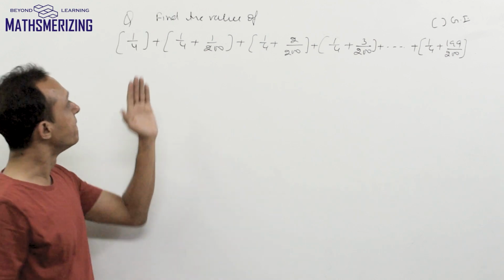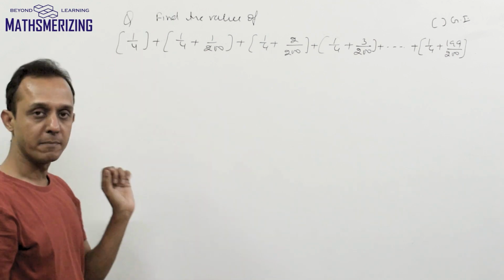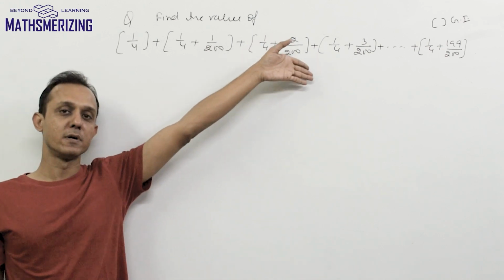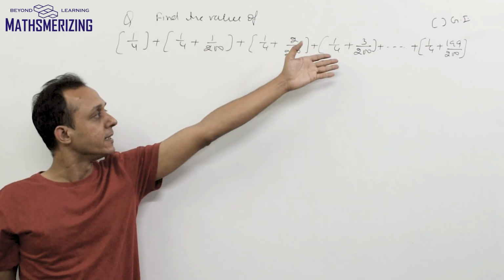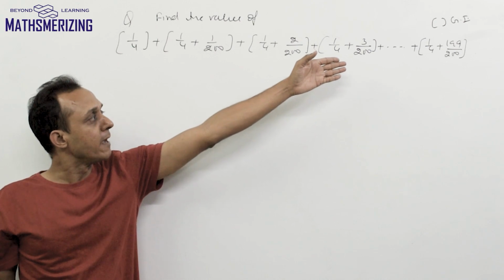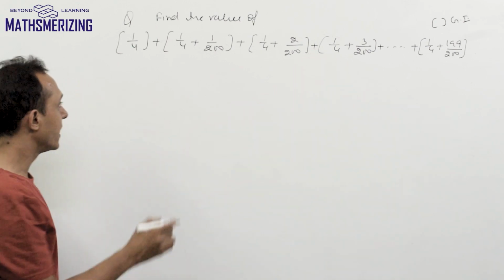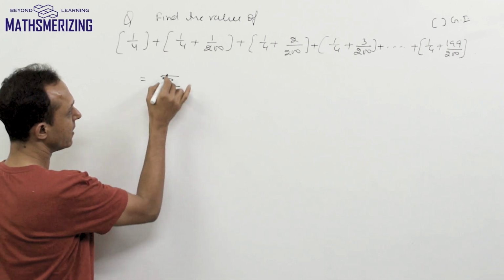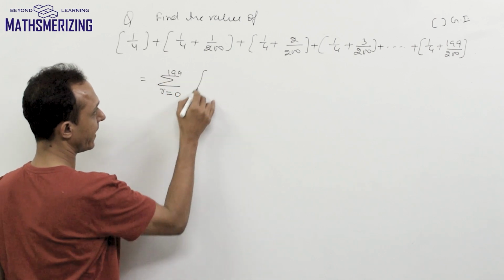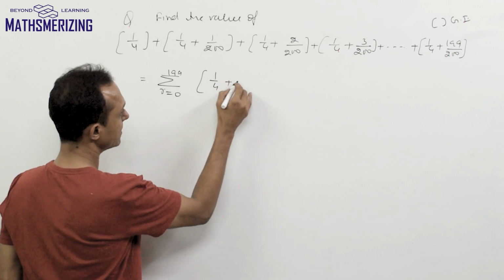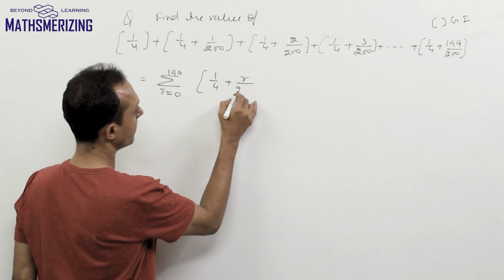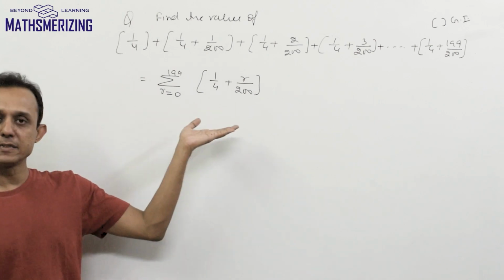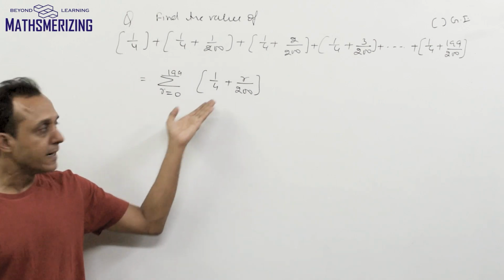So now the question is, find the value of the greatest integral function of 1 by 4 plus the greatest integral function of 1 by 4 plus 1 by 200, 1 by 4 plus 2 by 200, 1 by 4 plus 3 by 200, and this series goes all the way up to 1 by 4 plus 199 by 200. So what I'll do is, I can write that as summation r varies from 0 to 199 of 1 by 4 plus r by 200. Now what I know is, any greatest integral function is nothing but an integral value.